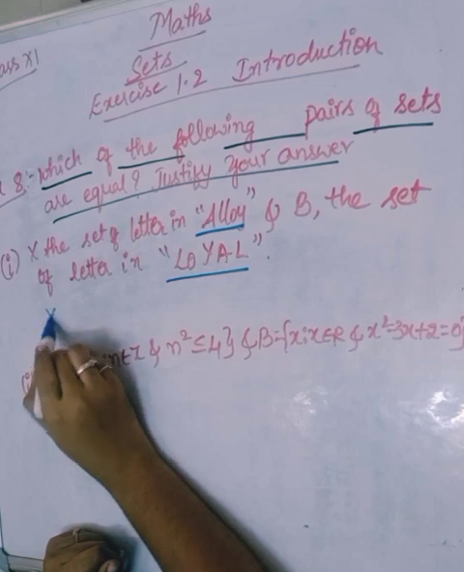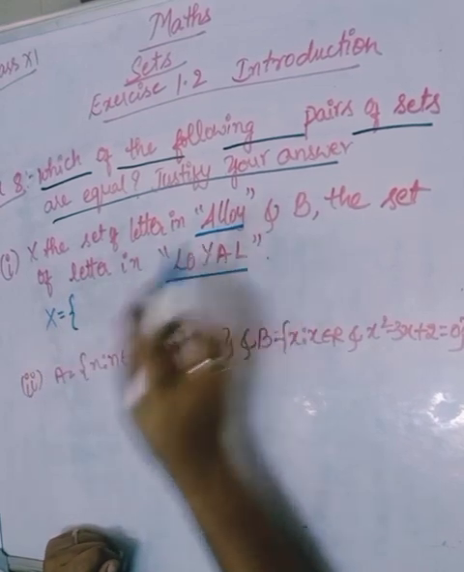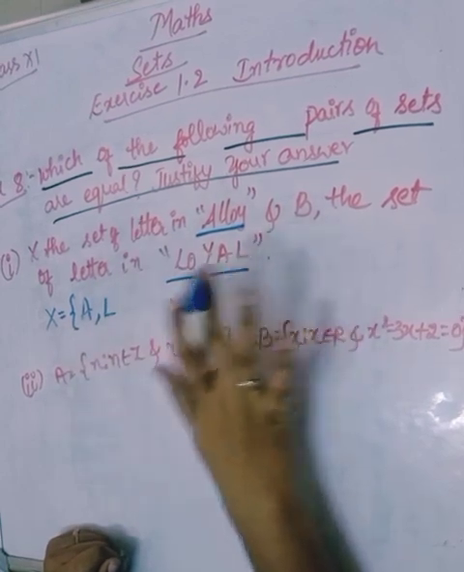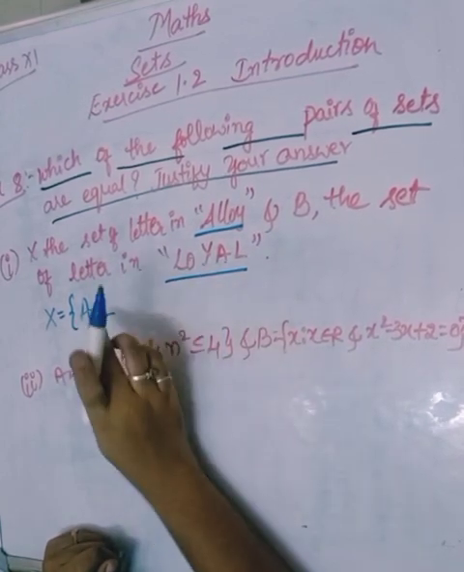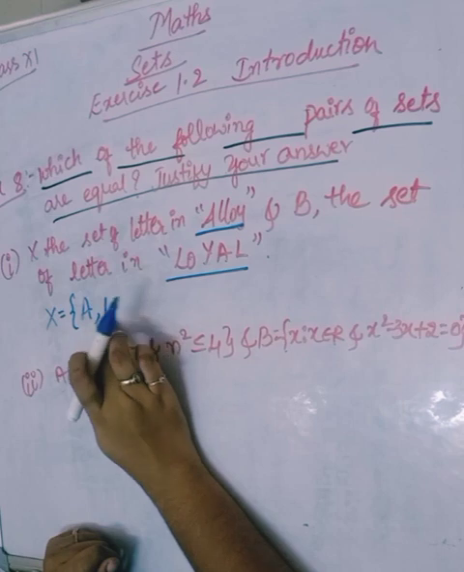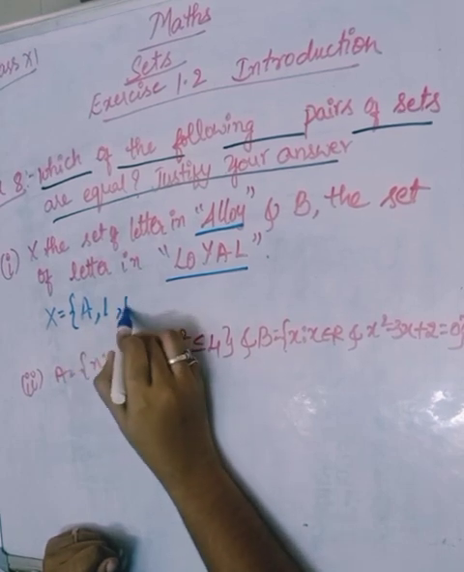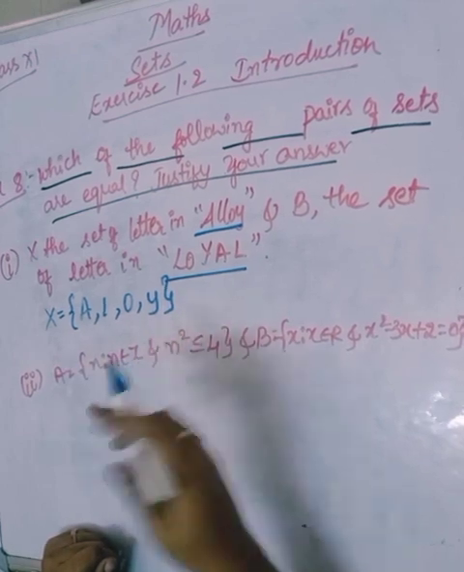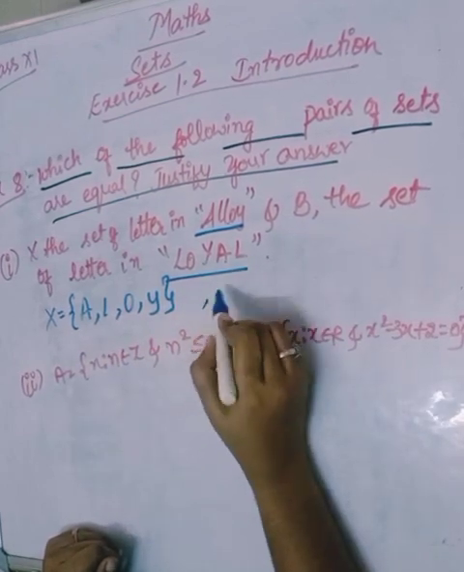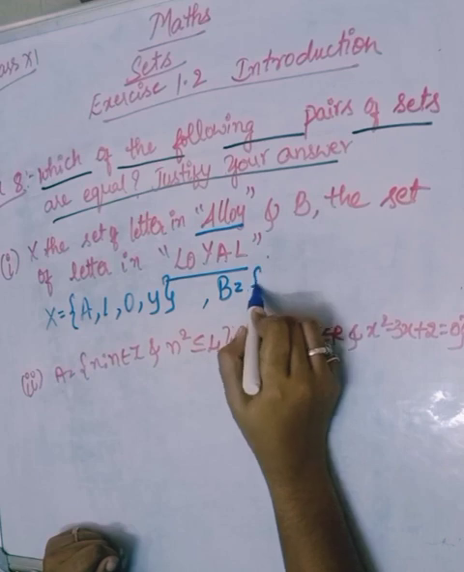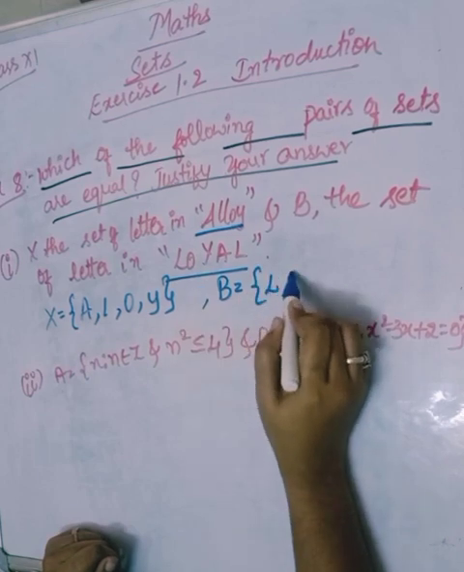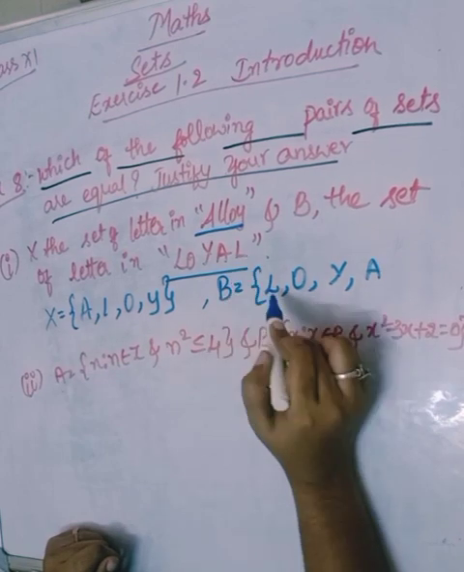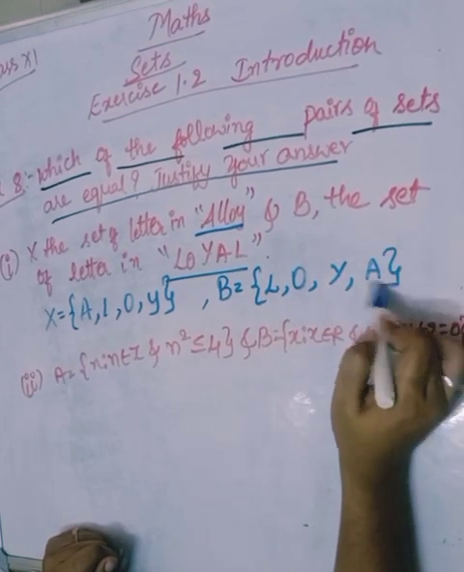First set, what they said: A equals the letters of 'alloy'. So what are all the letters we have? A, L, because we have two Ls, so we will write only one L. Then O, Y. Is it right? That much only. Next one, set B, the letters of 'loyal': L, O, Y, A, L. L is there, but we already wrote one, so that's it.